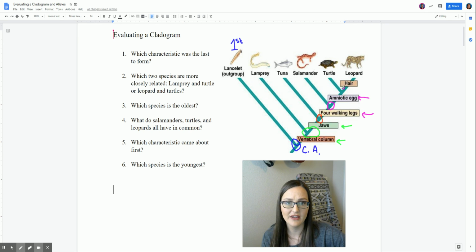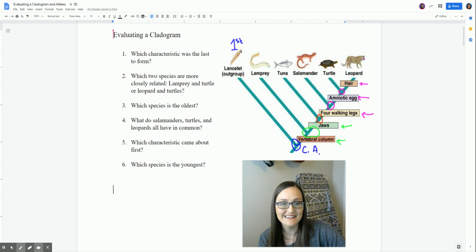Okay, so next up we have our last common ancestor on our cladogram, and we branch. So the turtle goes one direction and the leopard goes the other. So what is something that the leopard developed that the turtle did not develop? Hair, obviously. Okay, fur. So fur is an awesome insulator. It helps keep the body warm. Yeah, so mammals have fur. That's pretty much all there is to it.